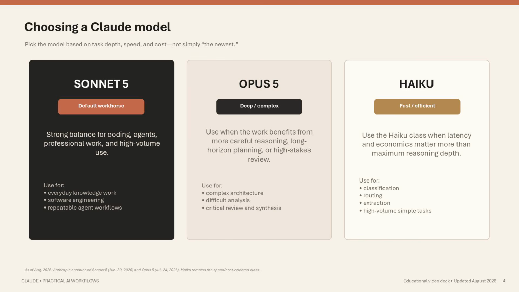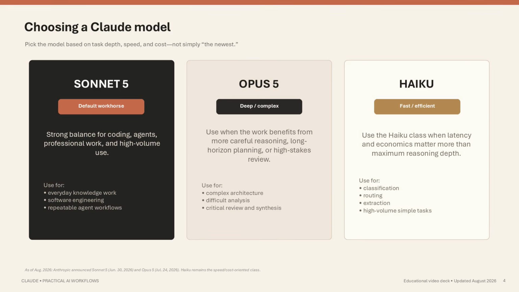Claude is not a single model. Anthropic offers different model classes for different kinds of work. As of August 2026, Sonnet 5 is positioned as a strong general-purpose workhorse across coding, agents, and professional work. Opus 5 is designed for deeper, more complex tasks, where careful reasoning, long horizon planning, or high-stakes review matters. The Haiku class is optimized more towards speed and efficiency, which makes it useful for simpler, high-volume tasks such as classification, routing, or extraction.